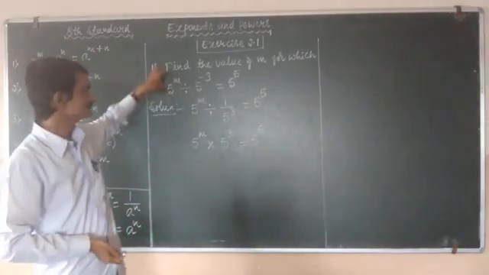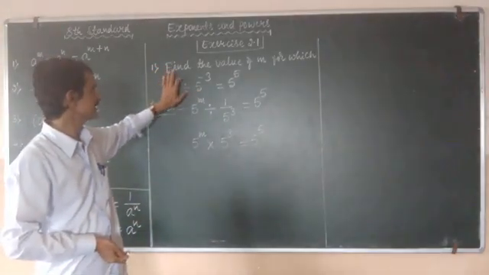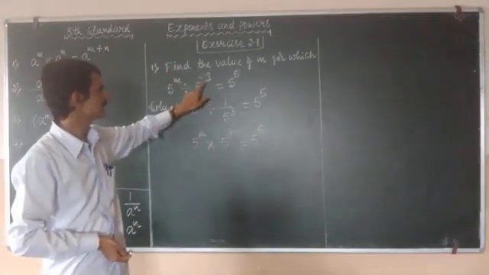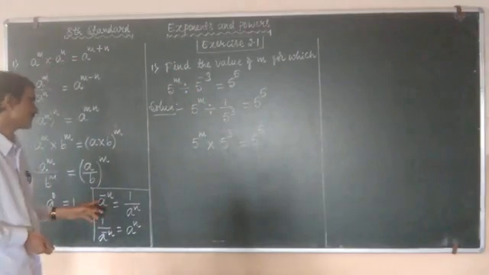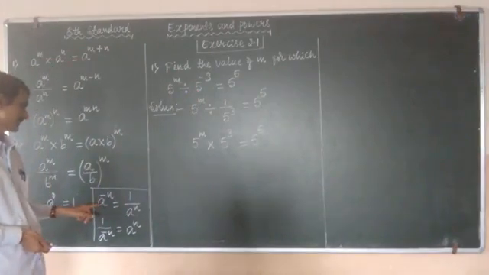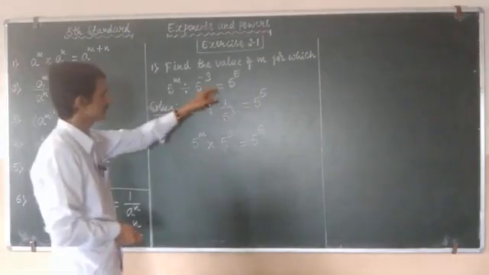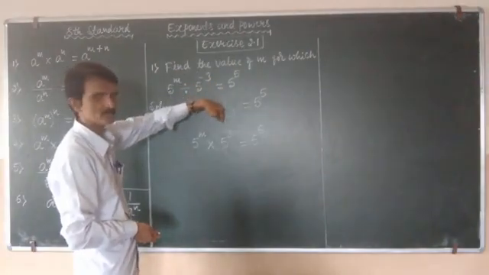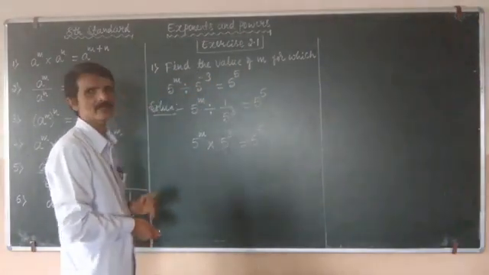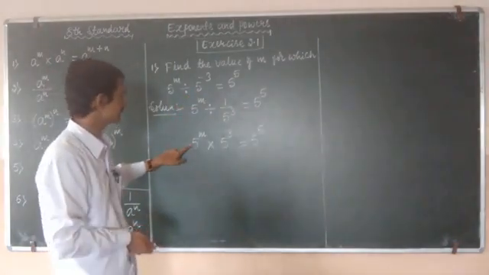So observe here, I have written 5 to the power of m, numerator as it is. But the denominator should be converted to the positive exponent by using this property, a to the power of minus n equals 1 by a to the power of n. So 5 to the power of minus 3 can be written as 1 by 5 cube, equals 5 to the power of 5. Now write the numerator as it is.